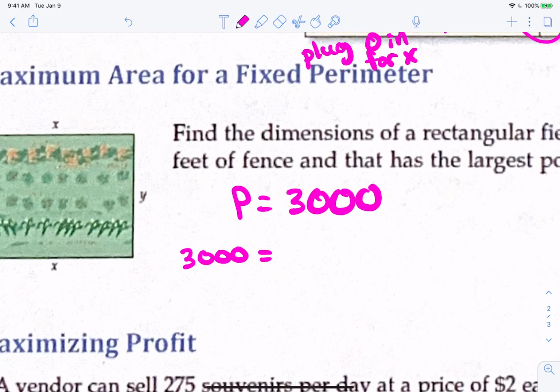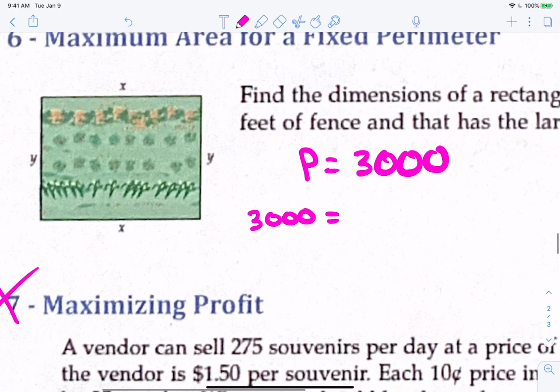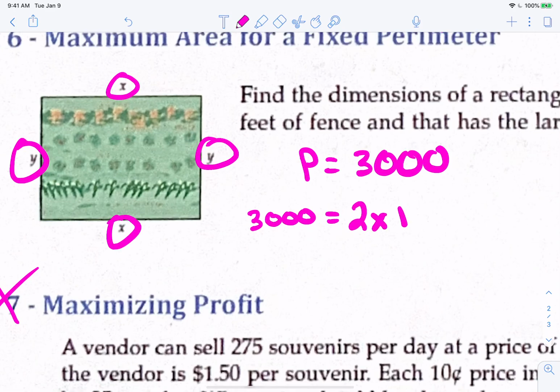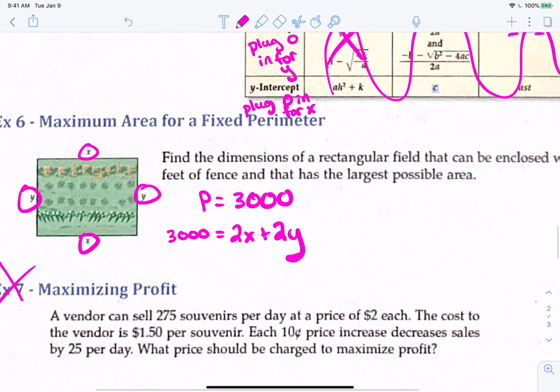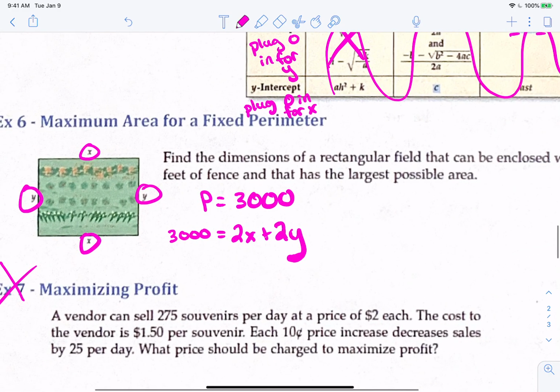X plus y equals 2x. Kind of. There's 2 x's and 2 y's, right, for the perimeter? It's x plus y plus x plus y, right? Nope, it's not x squared. It's just 2x plus 2y. Okay. 2x plus 2y. That has the largest possible area. So I want to maximize the area. How do I find the area of this thing? X times y. Yep.